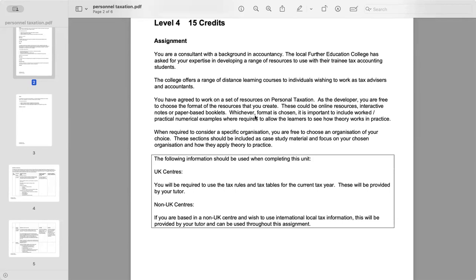These could be online resources, interactive notes, or paper-based booklets. Whichever format is chosen, it is important to include worked numerical examples where required to allow the learners to see how theories work in practice. When required to consider a specific organization, you are free to choose an organization of your choice. These sections should include case study material and focus on your chosen organization and how to apply theory to practice. So the following information should be used when completing the units.